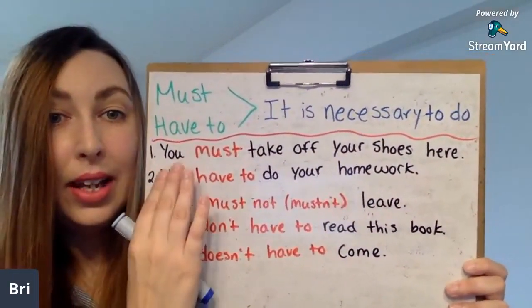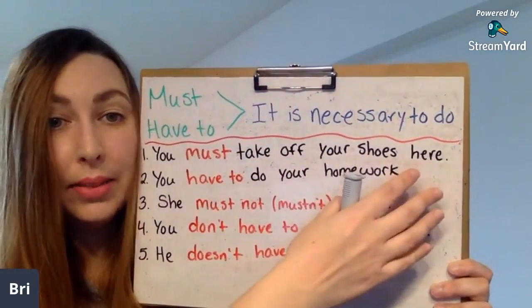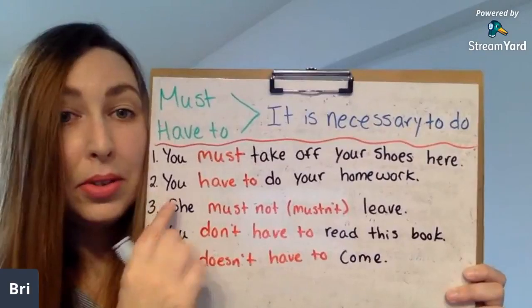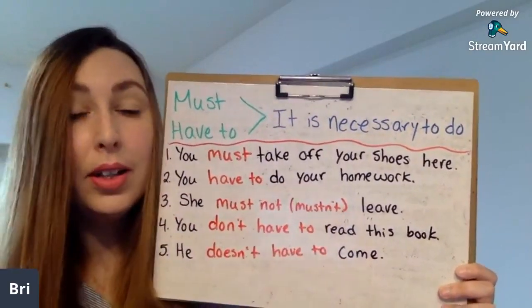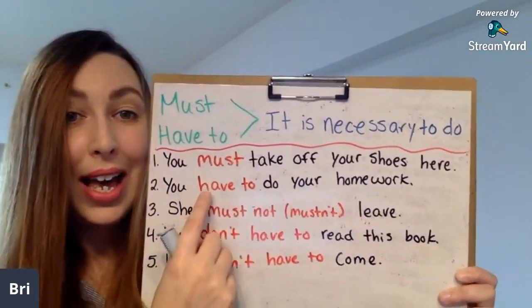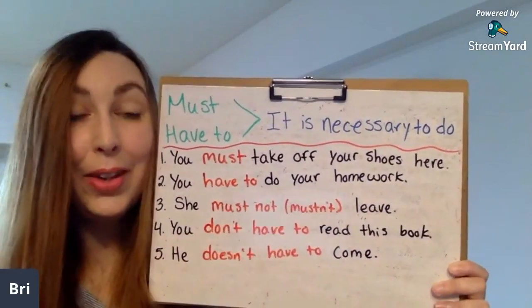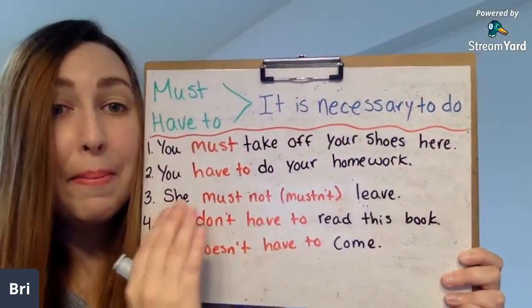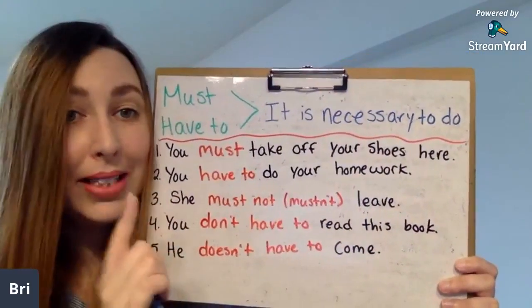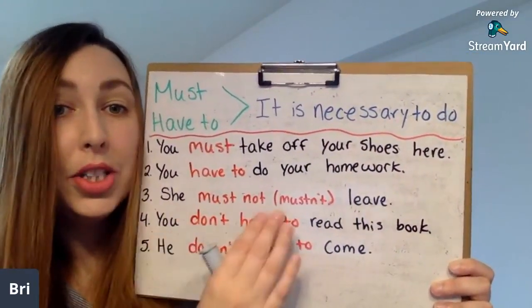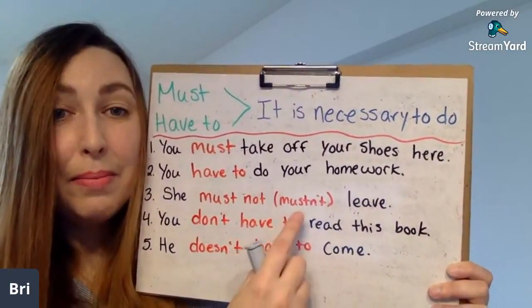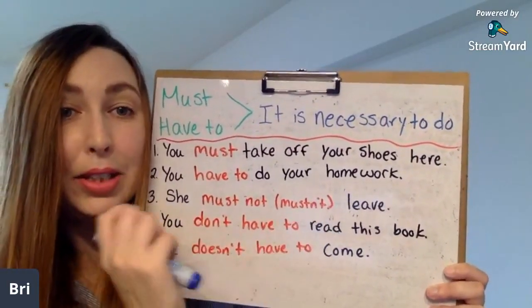So number 1, you must take off your shoes here. Number 2, you have to do your homework. Have to. You have to do your homework. Number 3, she must not leave. She must not leave. Or she mustn't leave. Maybe both of these T's kind of disappear. She mustn't.